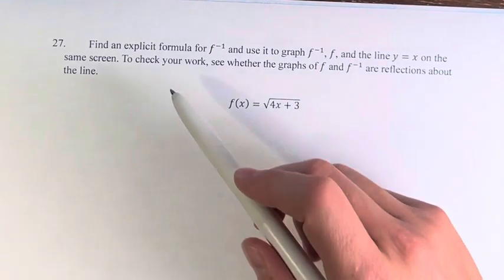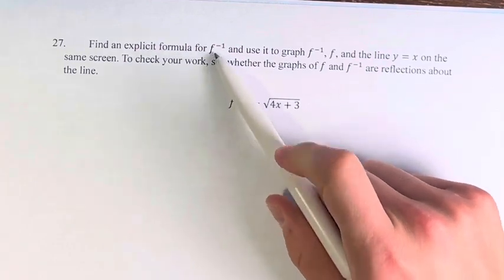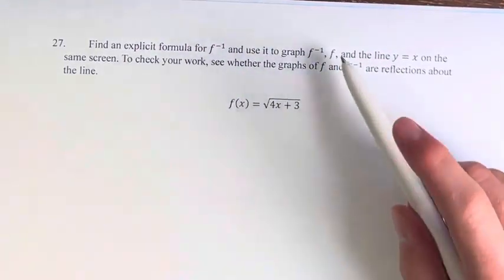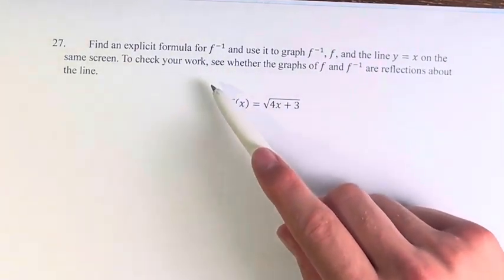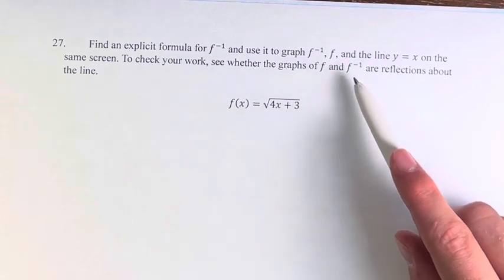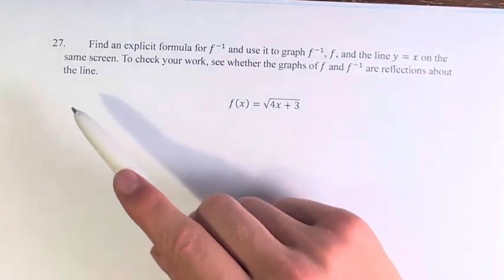In this problem, we're asked to find an explicit formula for the inverse of f and use it to graph the inverse, f, and the line y equals x on the same screen. To check our work, see whether the graphs of f and f inverse are reflections about the line y equals x.